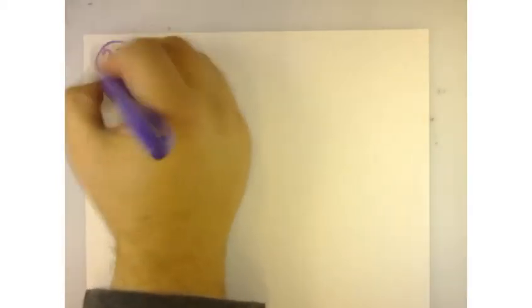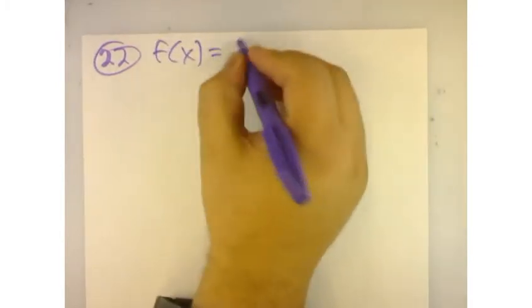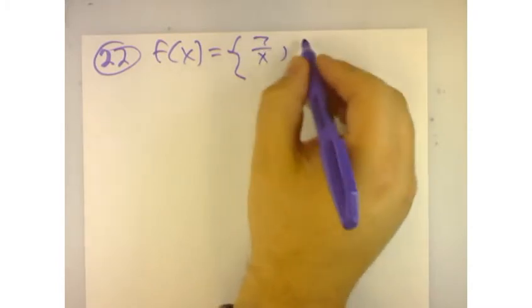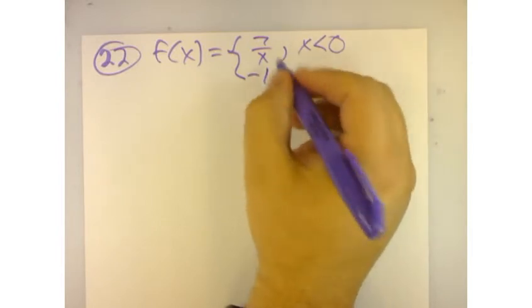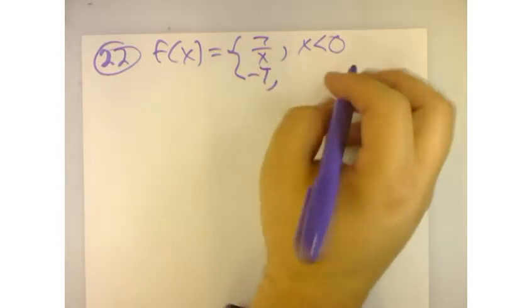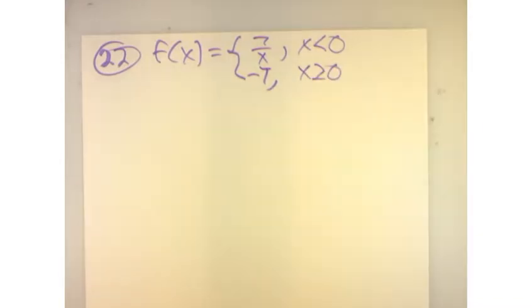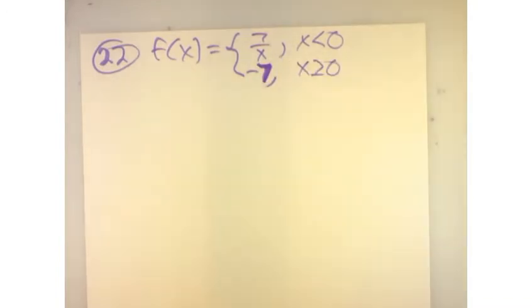22. We have the function f of x, which is a piecewise function: 7 over x when x is less than 0, and negative 7 when x is greater than or equal to 0. Alright, this is a 7, by the way. It doesn't look like a 7, but it is. And we are supposed to figure out the limit of the function when it approaches 0.